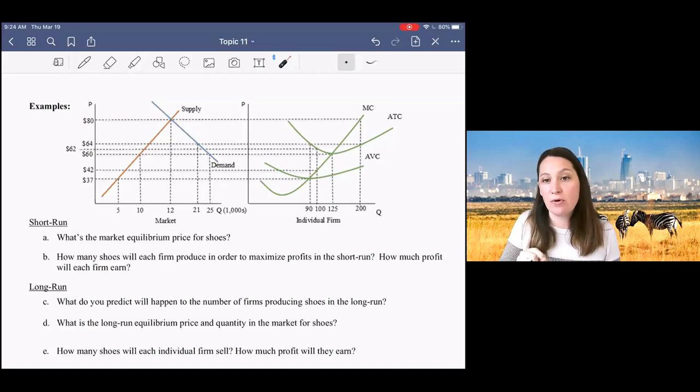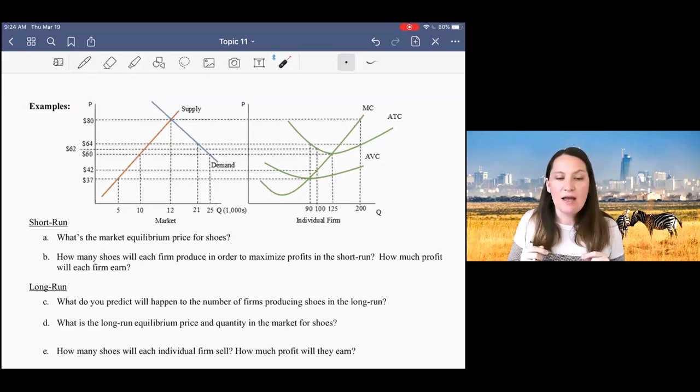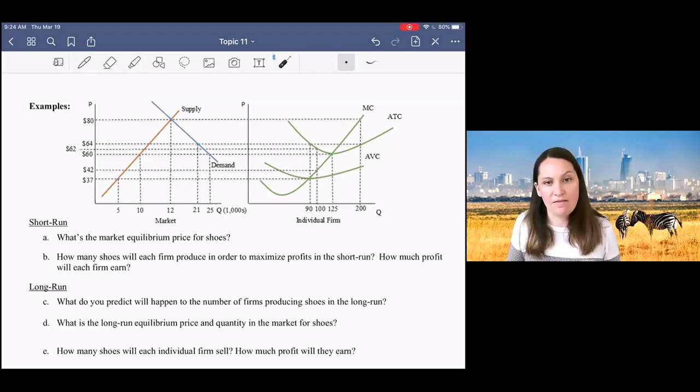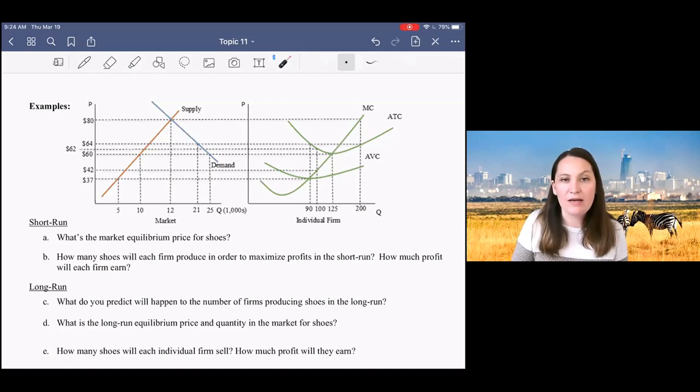Here we've just put both graphs next to each other so that we can understand how firms in this market might behave in the short run and also what will happen in the long run in terms of both the individual firm and the market. So just take a deep breath, we'll walk through this. These graphs really are not as complicated as they look.